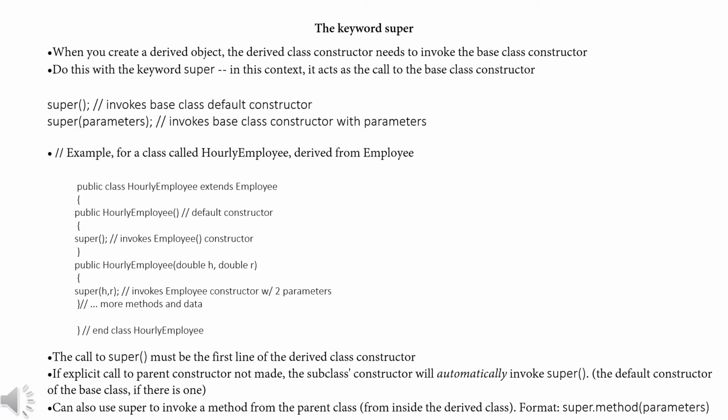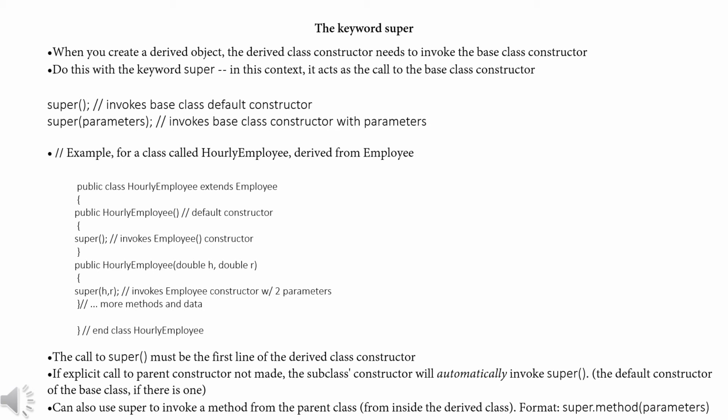So the super with no parameter inside the parentheses actually invokes the base class default constructor, that constructor that has no parameter. And super with parameters inside the parentheses invokes the base class constructor with parameters. It means those constructors that have parameters inside the parentheses. So let's see that in a very simple example here to clarify it more and better.